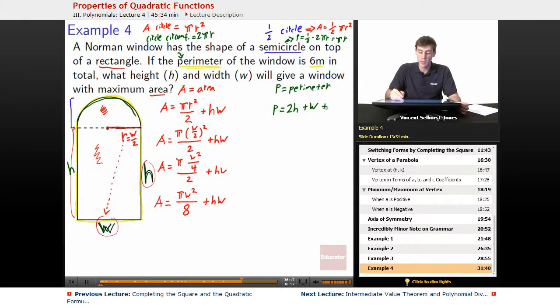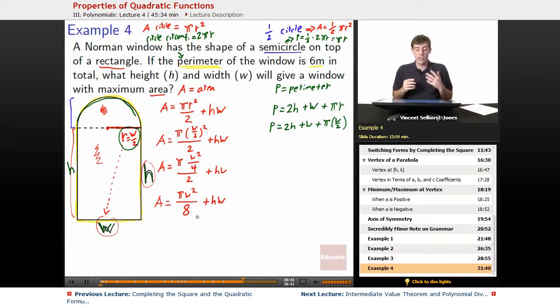So we've got 2h plus w plus the amount of perimeter that our semicircle puts in, which is pi r. Now once again, we don't really want to have extra variables floating around, so we want to get rid of that. So perimeter equals 2h plus w plus pi times w over 2. Great. So at this point, we see that we've got h and w, we've got area.